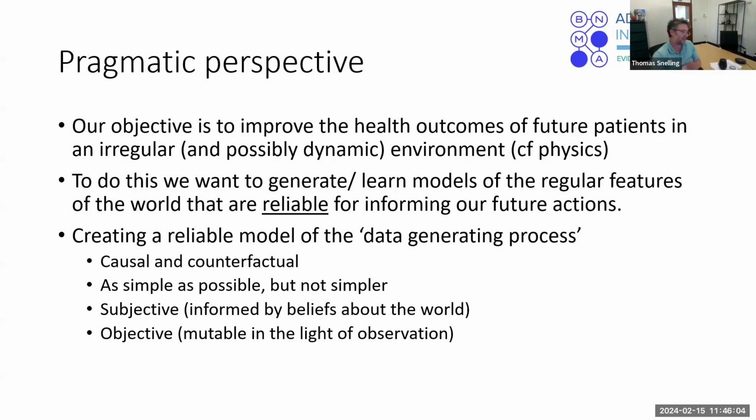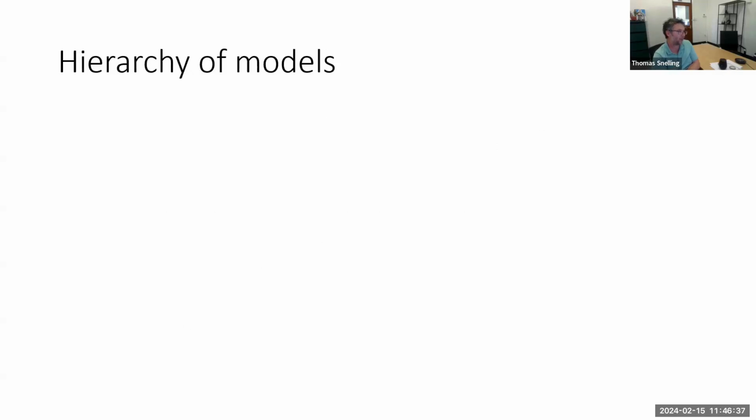The models are necessarily subjective. They have to be informed in part by our beliefs about the world, or our beliefs about the data generating process. But they should also be objective in the sense that they should be mutable in the light of observation, which means that we should be able to update our beliefs about the world in the light of what we observe, because if it's not updatable, then it's not useful as a model.